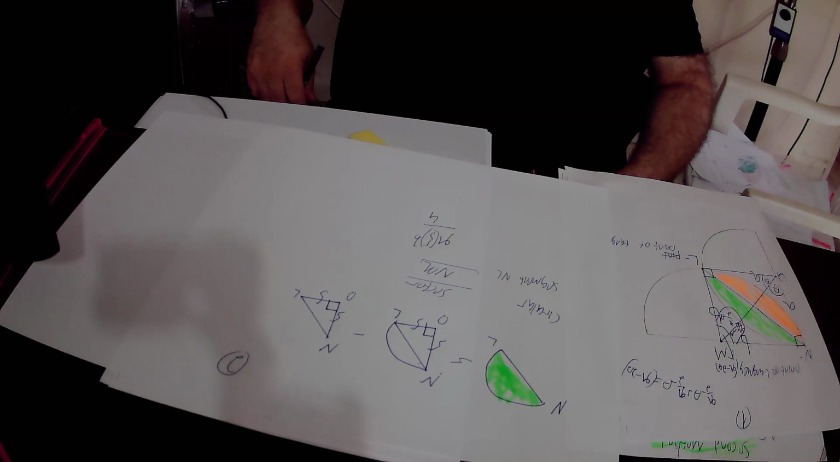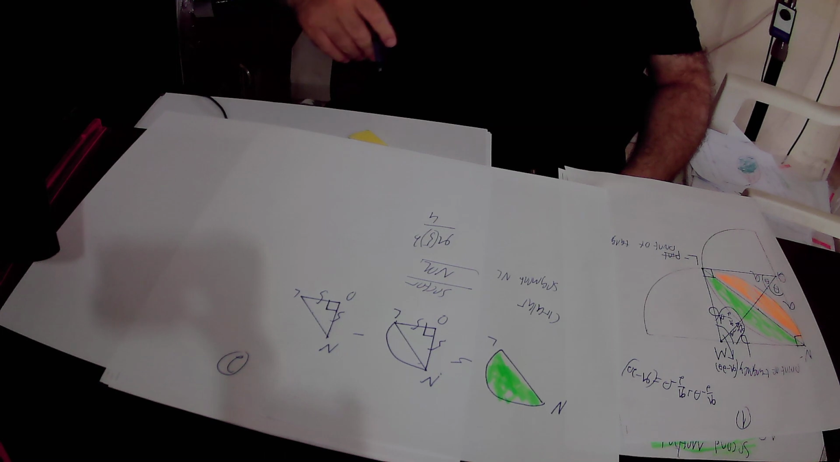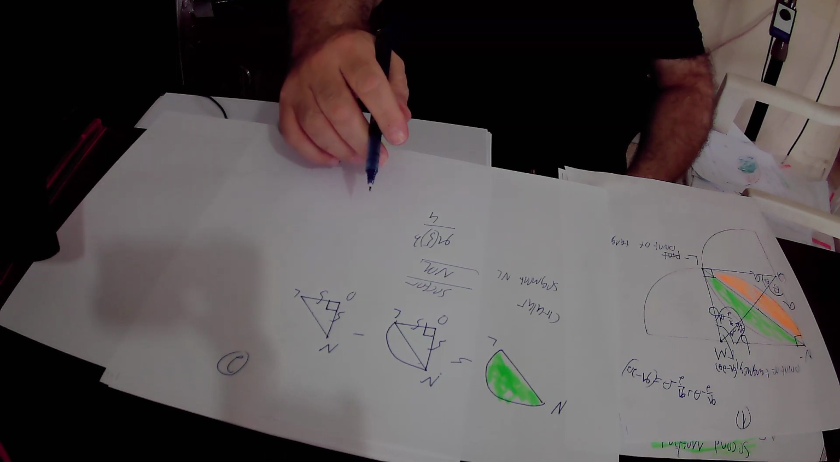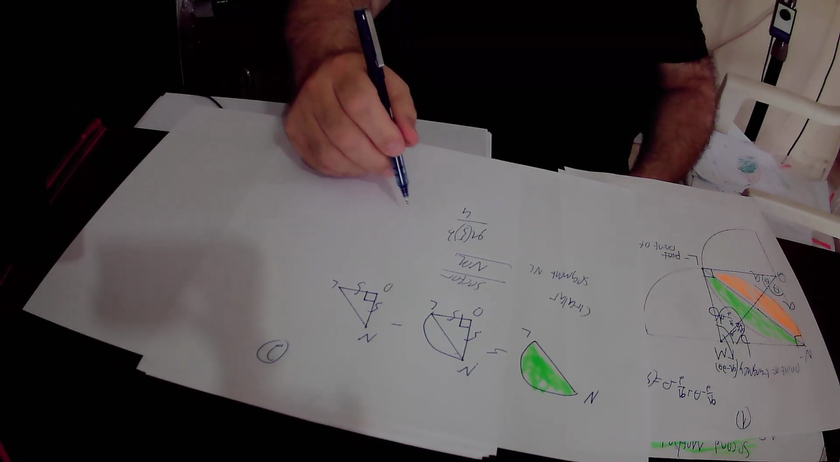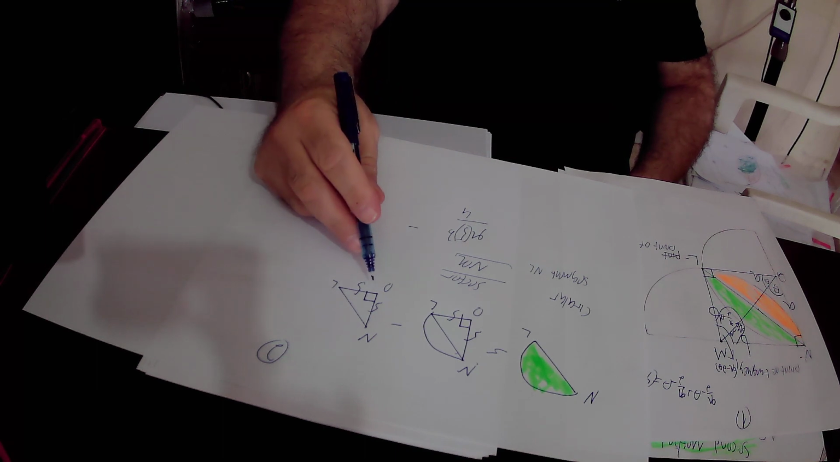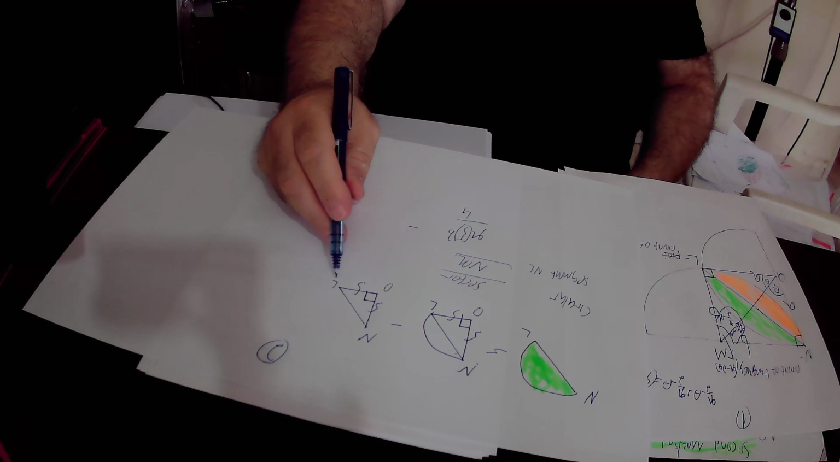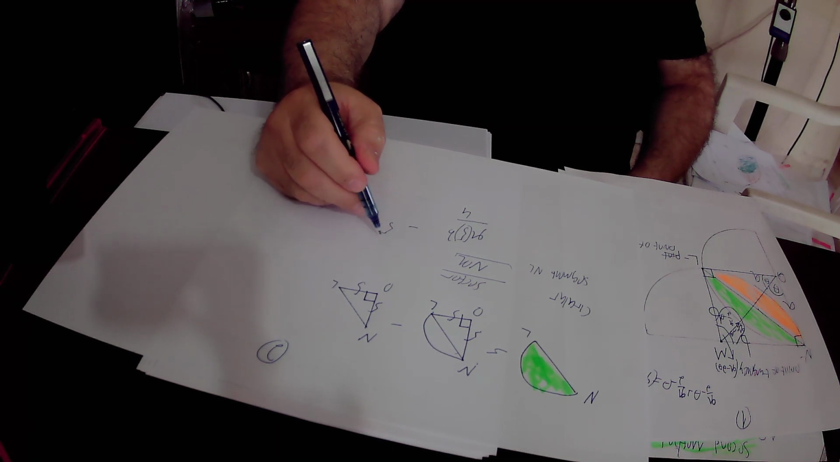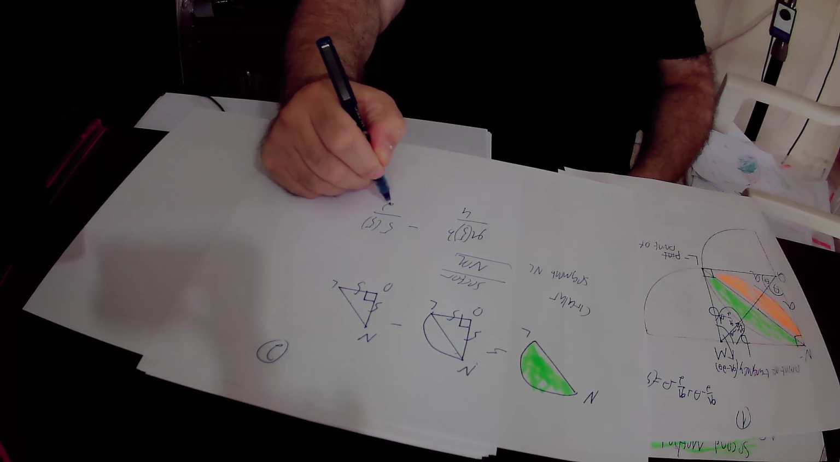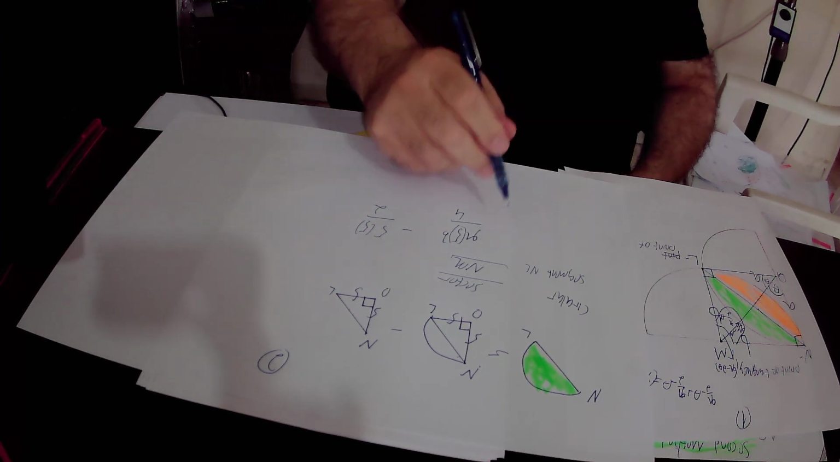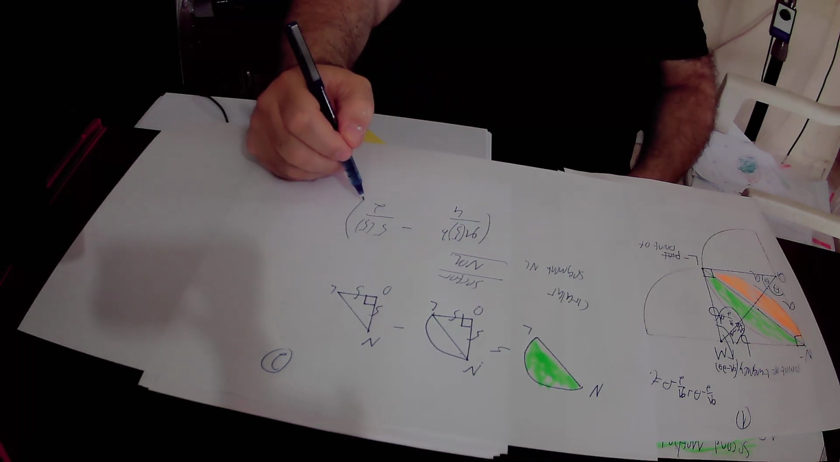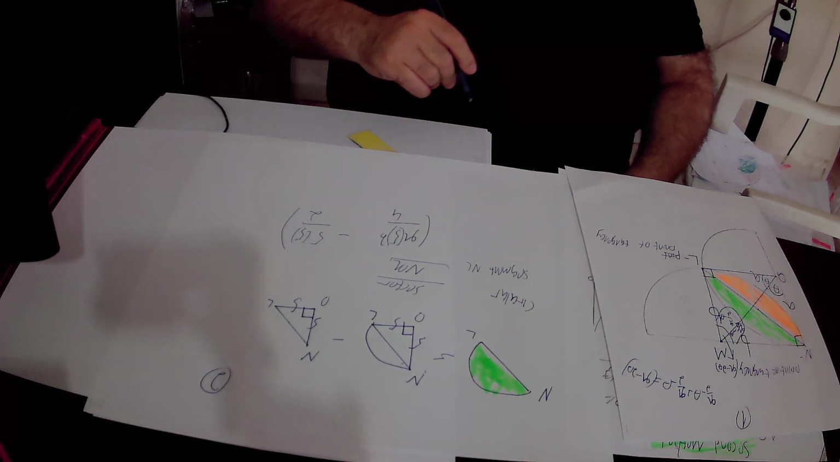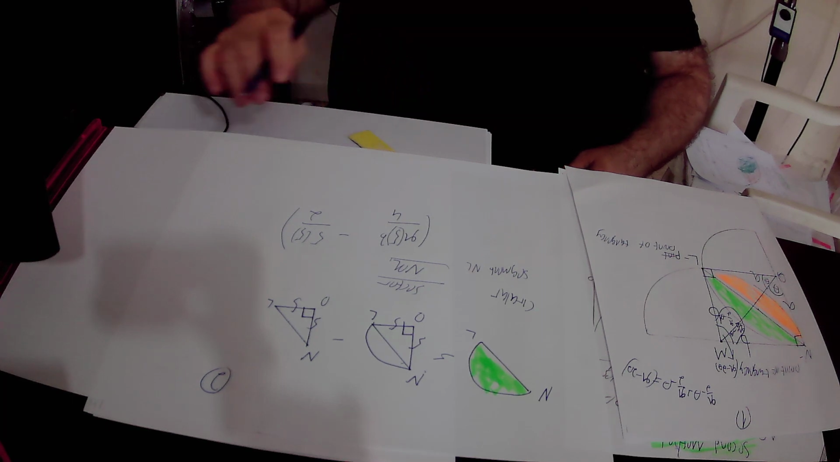And the area of the right triangle NOL will be equal to the base of the triangle, that is 5, times the height to the base, that is also 5, over 2. Okay, so this is the area of circular segment NL.